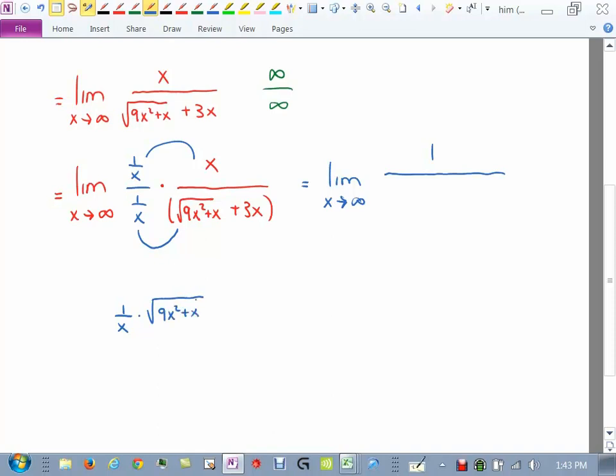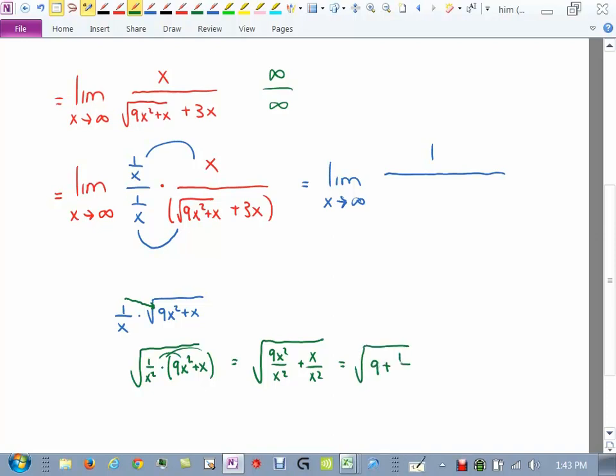What we have is, remember, anytime you try and push something into a square root, it gets squared as it goes in. And therefore, this is going to turn into a 1 over x squared times, because it got squared when it went in, times whatever was there. And now I'll distribute that in. And I get square root, let's see, I'll get 9x squared over x squared plus x over x squared. This is just square root of 9 plus 1 over x, because these things kind of reduce down.